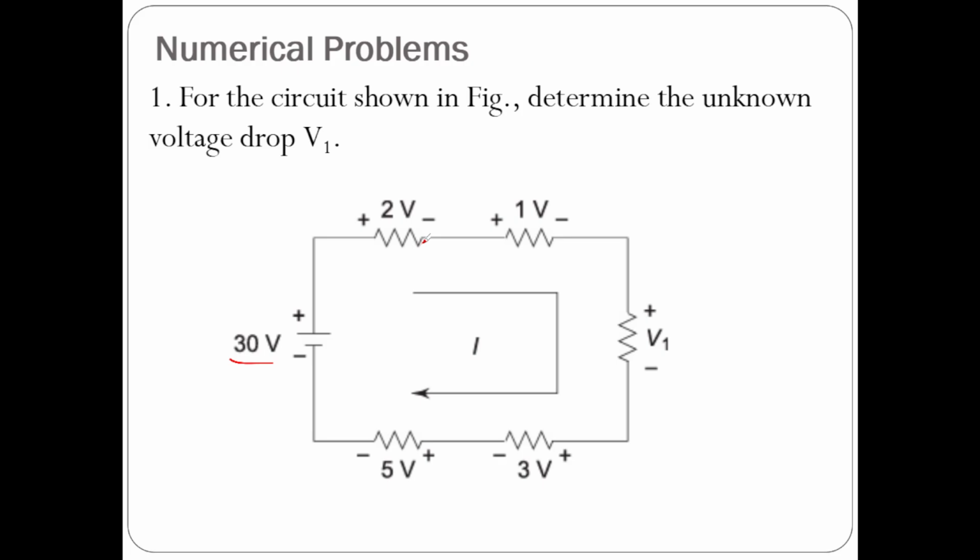There are 5 resistors, 1, 2, 3, 4 and 5. The resistance value of these resistors is not given. Voltage drop across each resistor is given. Voltage drop across this resistor is 2 volts. Voltage drop across this resistor is 1 volt. Voltage drop across this resistor we have to determine. Voltage drop across this resistor is 3 volts. Voltage drop across this resistor is 5 volts.